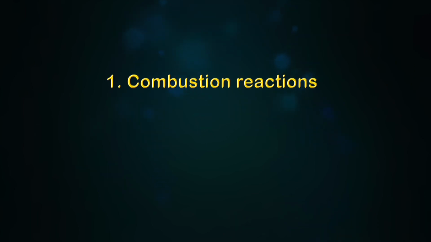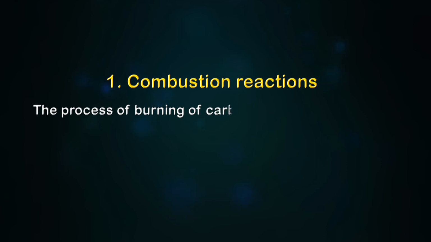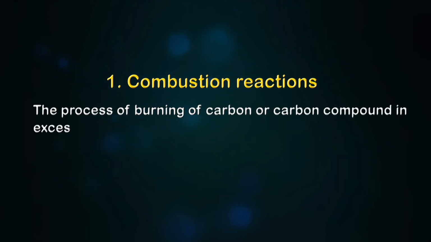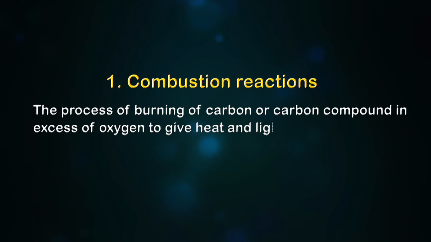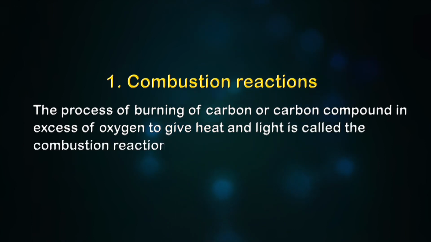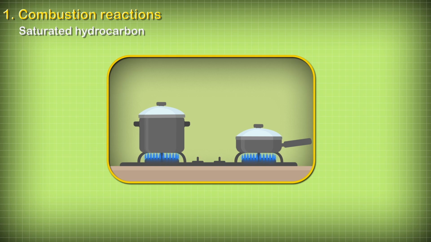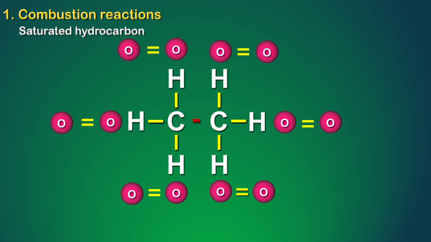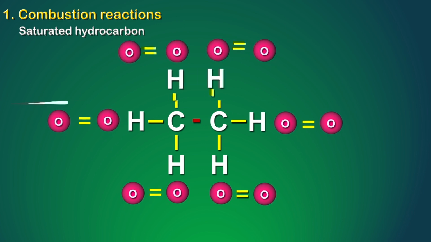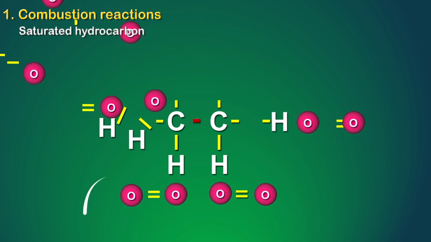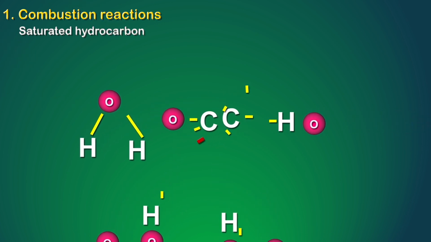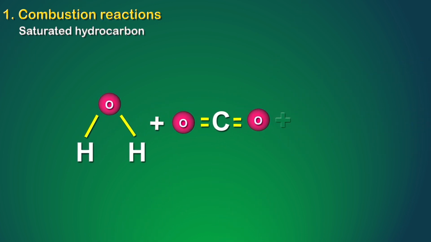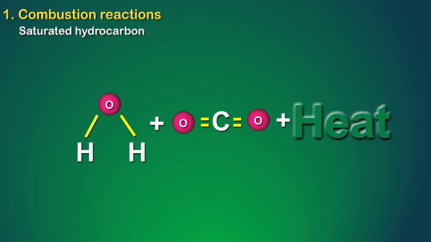Combustion reactions. The process of burning of carbon or carbon compound in excess of oxygen to give heat and light is called combustion reaction. Example 1. Saturated hydrocarbon like ethane burns with clear blue flame because the number of oxygen atoms are sufficient to break carbon-carbon bonds. Here, ethane reacts with oxygen to form carbon dioxide, water vapor and liberates heat energy.